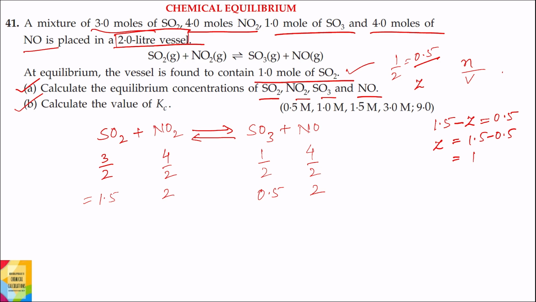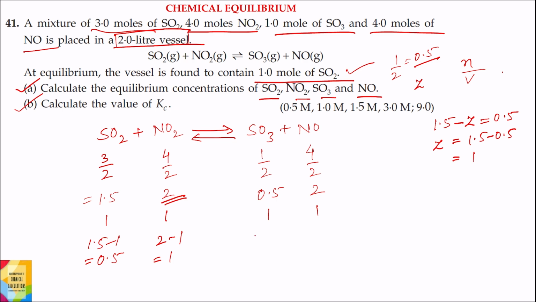Now from the stoichiometry of this equation, 1 mole of SO2 reacts with 1 mole of NO2 to form 1 mole of SO3 and 1 mole of NO. So amount of SO2 reacted is 1 mole, so it will react with 1 mole of NO2 to form 1 mole of SO3 and 1 mole of NO. So amount of SO2 remaining at equilibrium will be 1.5 minus 1, which is equal to 0.5 moles per liter. Amount of NO2 remaining will be 2 minus 1, which is equal to 1 mole per liter, since 2 moles per liter is the initial concentration of NO2.